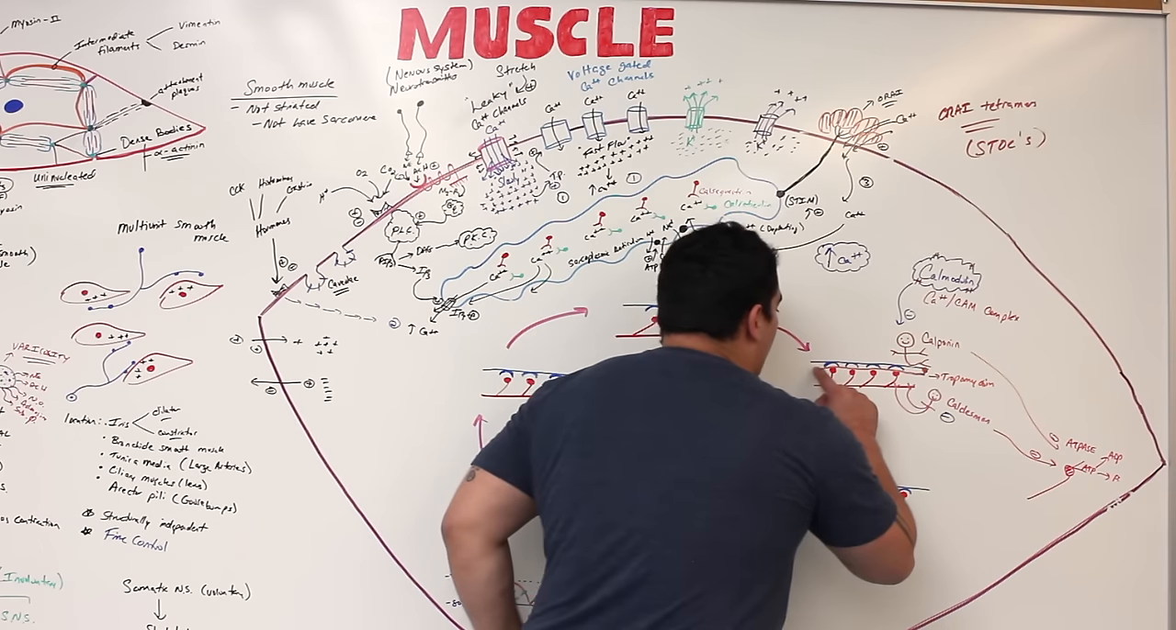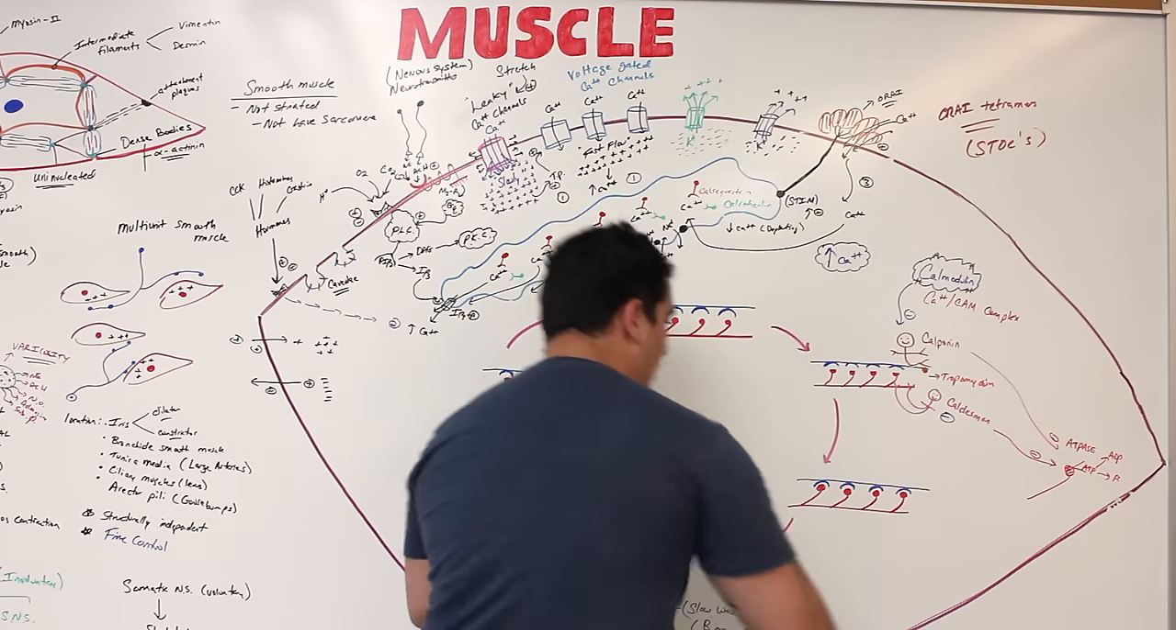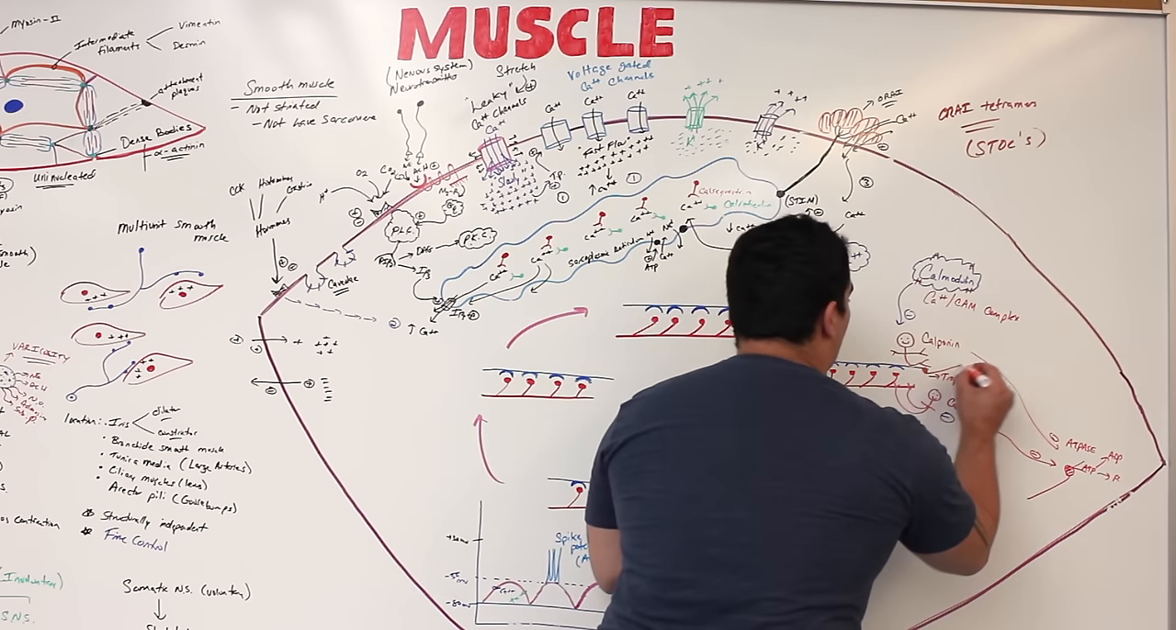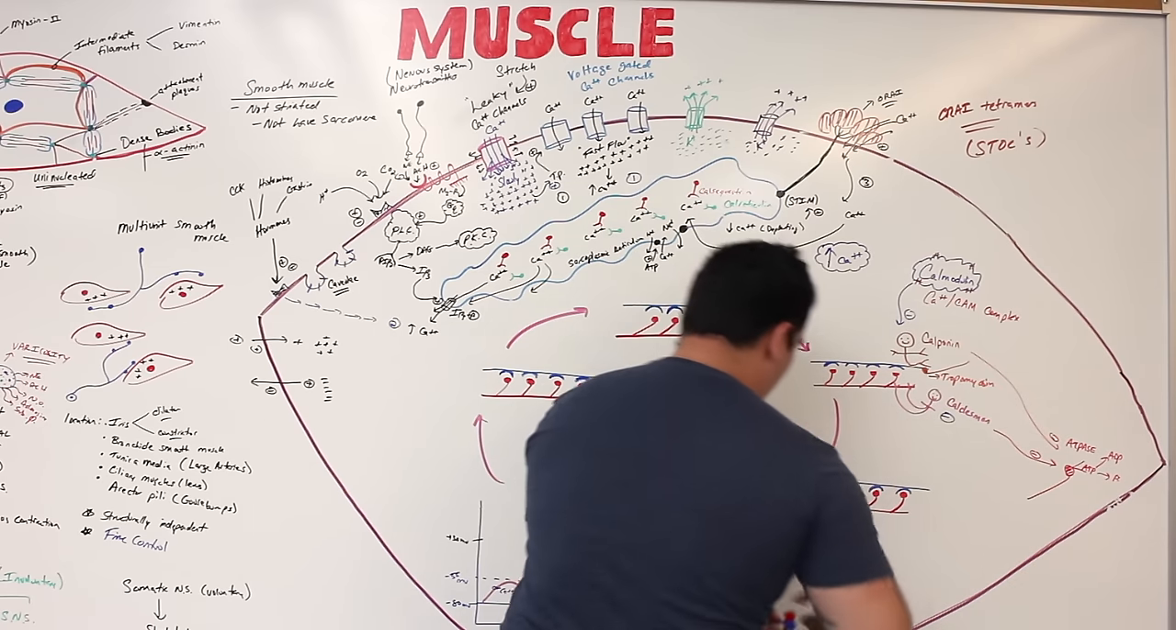And so what will happen? The tropomyosin will then move out of the way. So let's show that the tropomyosin is moved out of the way, and then calponin is out of the way, and caldesmon is out of the way.